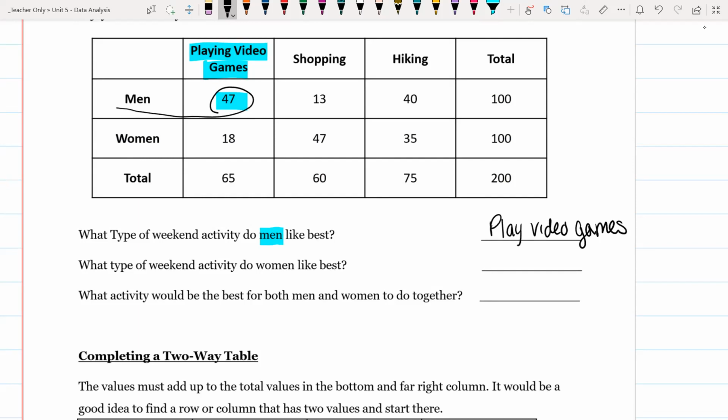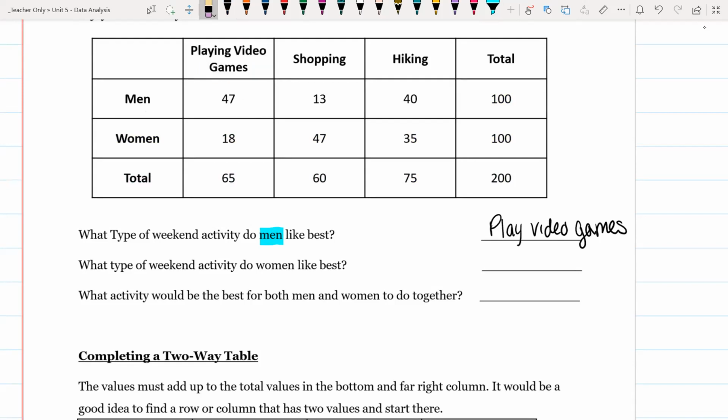Kind of think about it like Family Feud. Family Feud is a two-way table, essentially. They survey people and they put that information in a nice organized list for you. But behind the scenes, they're doing this, right?